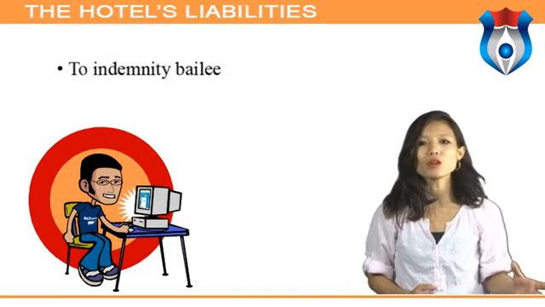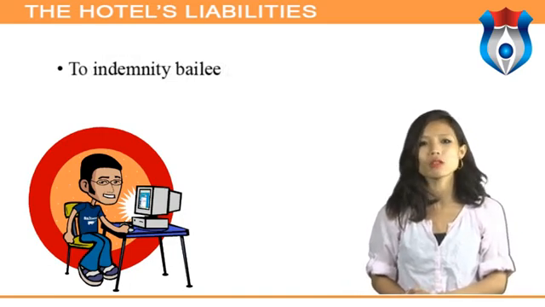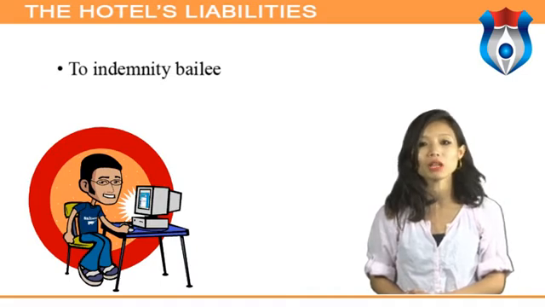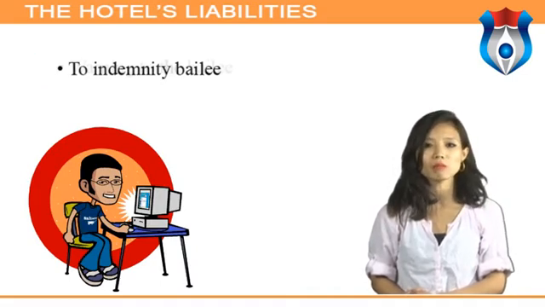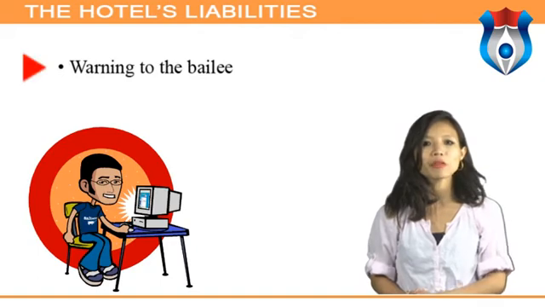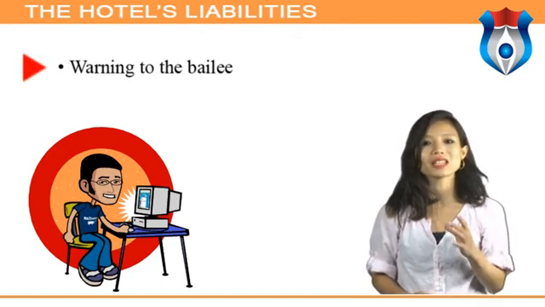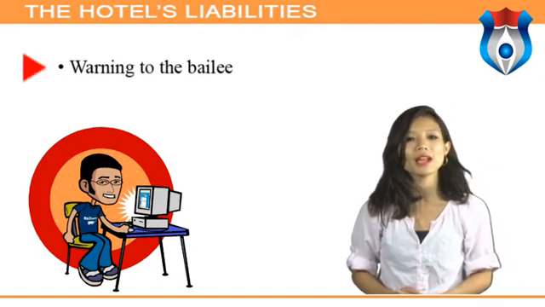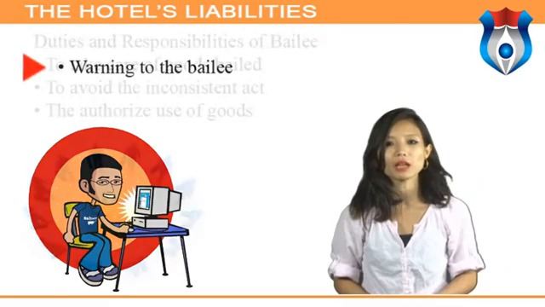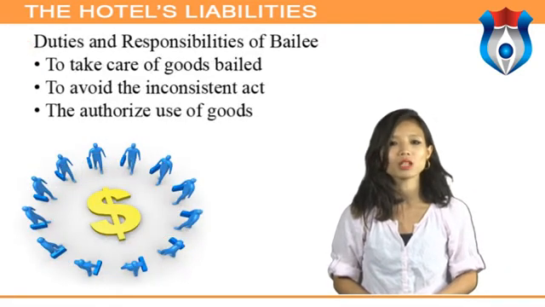To indemnify the bailee. The bailor is bound to pay the bailee for any loss which the bailee may sustain by reason that the bailor was not entitled to make the bailment. Warning to the bailee. When the things are dangerous, that is explosive goods, the bailor must give extraordinary warning to the bailee. Duties and responsibilities of the bailee.